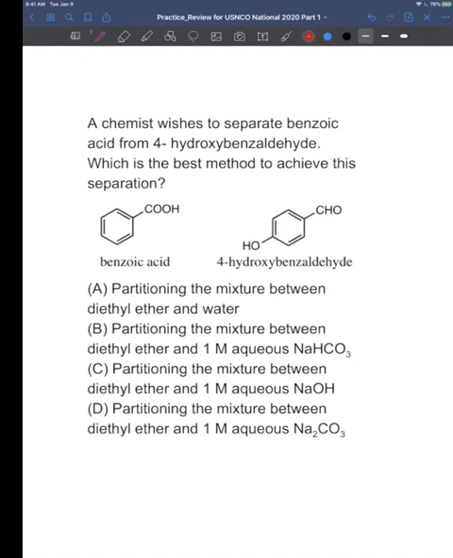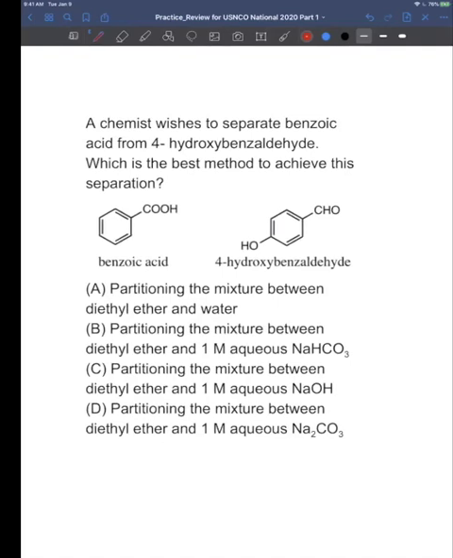So this is a question related to acid-base extraction. So the main goal is to use the acid-base properties of the organic compounds and change their solubilities by converting them into the conjugate acid or the conjugate base, right?